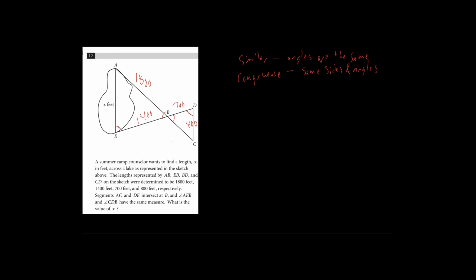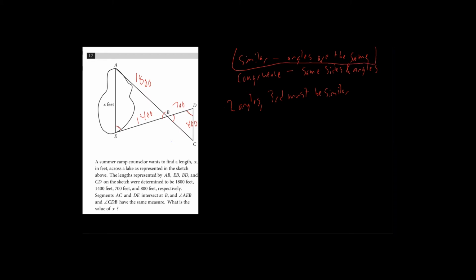So if two angles are similar, then the third must also be similar. And that's because all the angles have to measure up to 180, and if two are already going to be the same, then the third has to be a certain value. So now we know that these two triangles are similar.